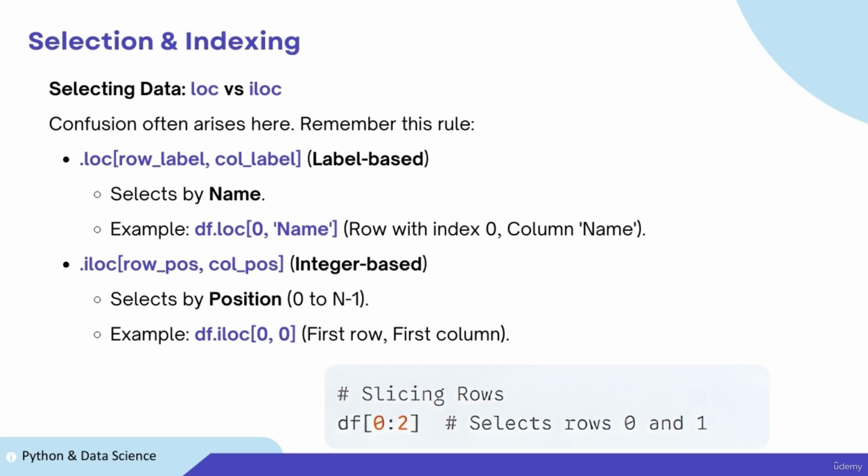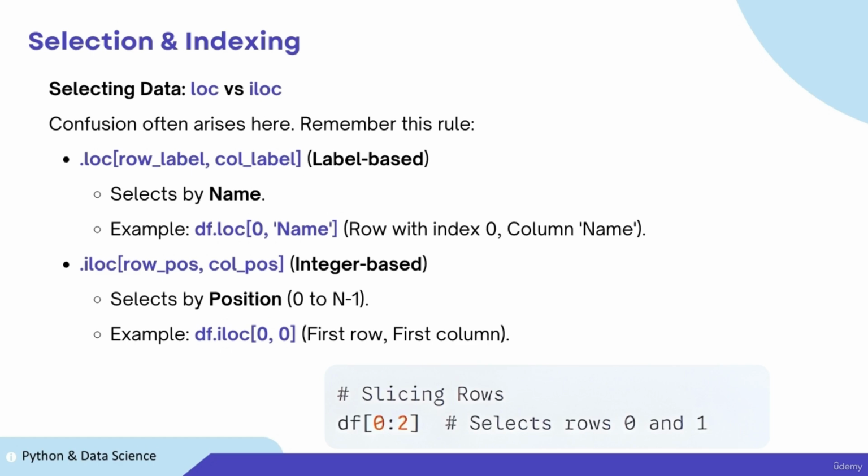Now let's talk about selecting data. This is often a point of confusion for beginners, so let's clarify the rule right now. We have two main indexers, loc and iloc. First, loc stands for location by label. You use this when you want to select data by its name. For example, df.loc[row label, column name].